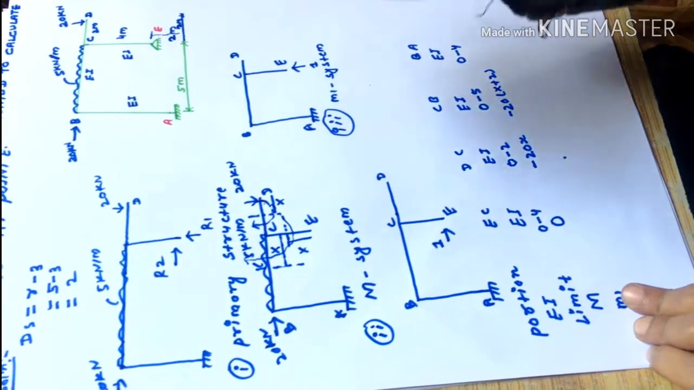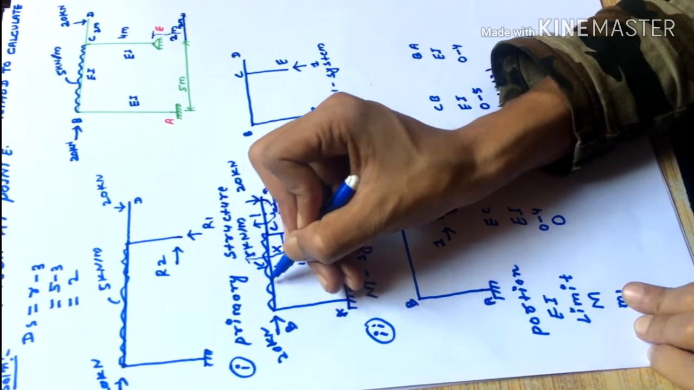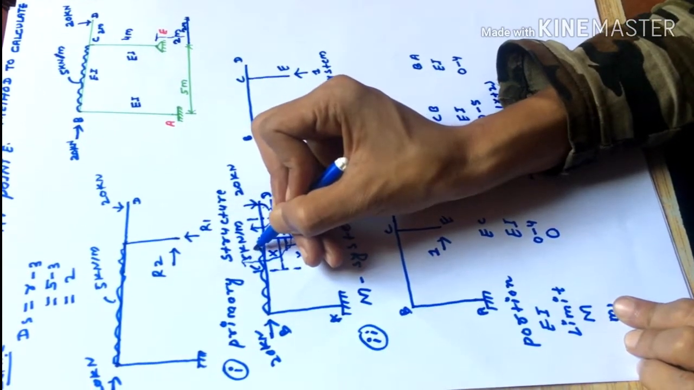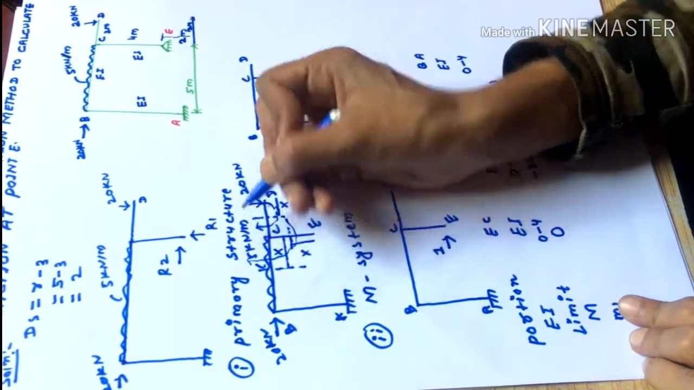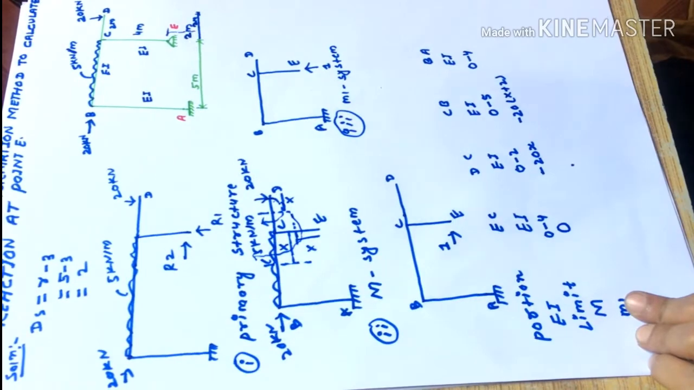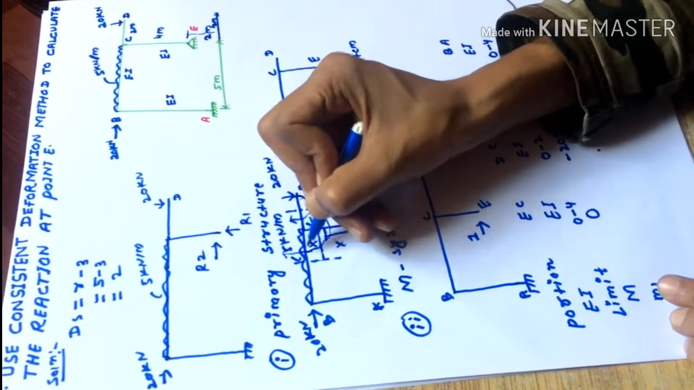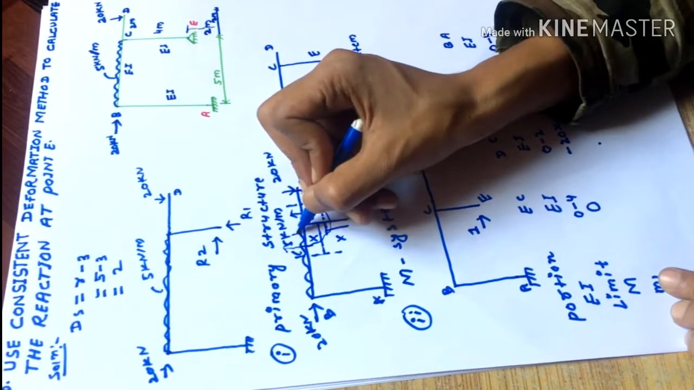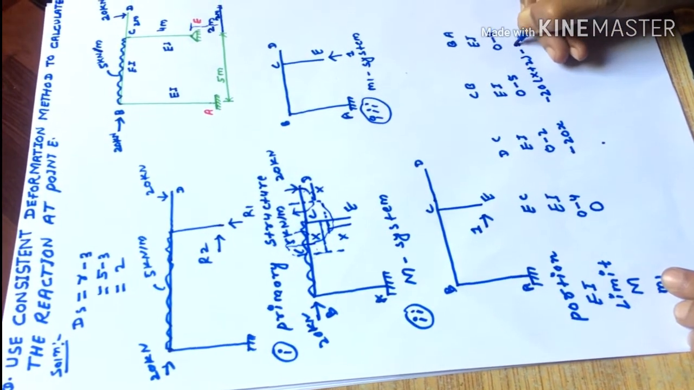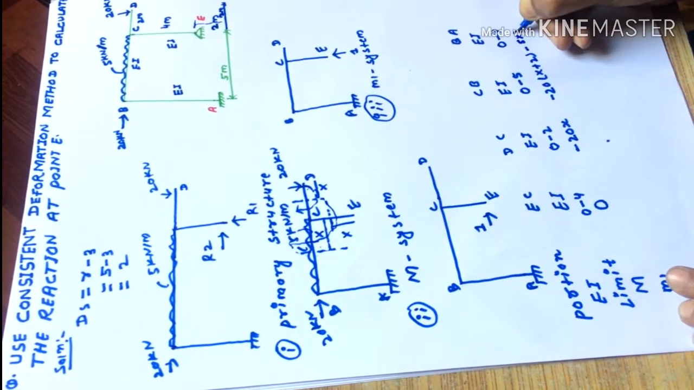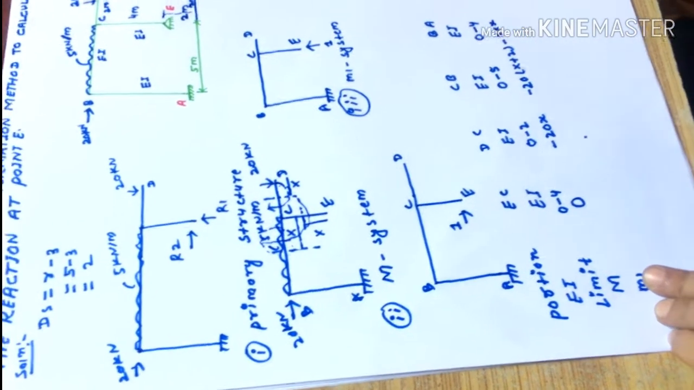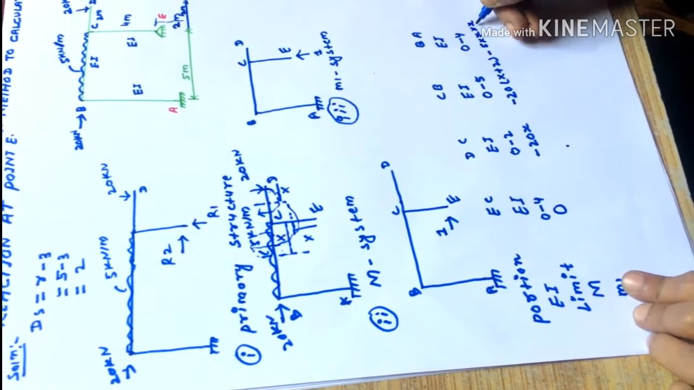Also in the figure we can see this uniformly distributed load also acts in this section. First we have to convert this uniformly distributed load into a point load, 5 kilonewton per meter, that is 5 into, and this uniformly distributed load will rotate this section in clockwise direction. So take negative, minus 5 into X. Now this is changed into a unit load, 5 into X into X by 2.